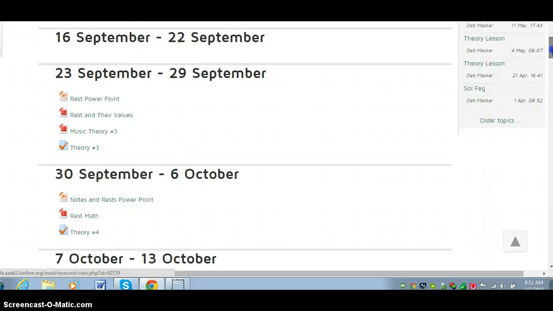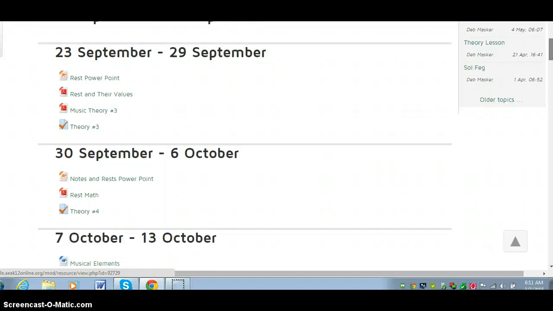summative assessment. The band director and orchestra director and I tried to make sure that our summative assessments were similar in the sense that we were covering the same theory topics, so that if students were enrolled in both classes, they were getting the same kinds of information.